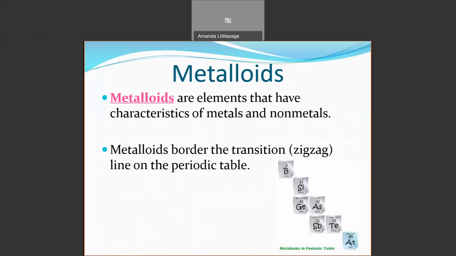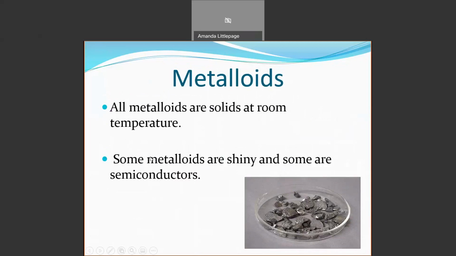And they're basically intermediate. That's why they are located where they are, because they're kind of like a non-metal, kind of like a metal. Okay, so they have characteristics of both. So we call them semiconductors. Okay, so they're not as good at conducting electricity as, let's say, metals, but they have some of those properties. All metalloids are solid at room temperature.